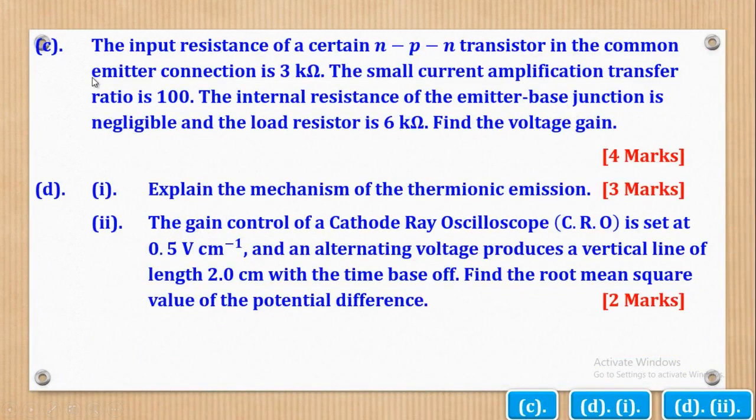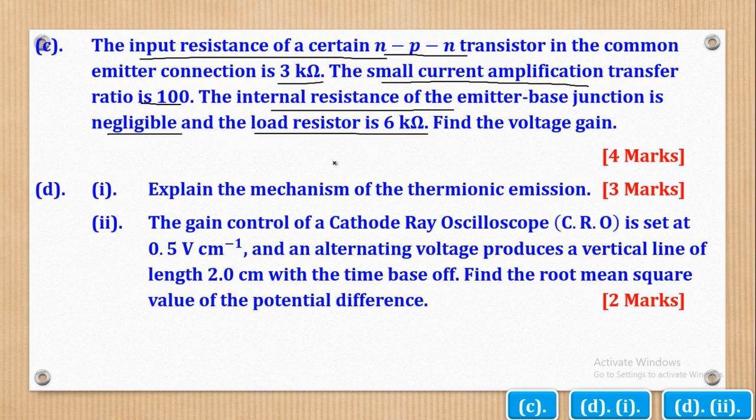Part C says the input resistance of a certain NPN transistor in the common emitter connection is 3 kilo ohms. The small signal current amplification transfer ratio is 100. The internal resistance of the emitter base junction is negligible, and the load resistor is 6 kilo ohms. Find the voltage gain.